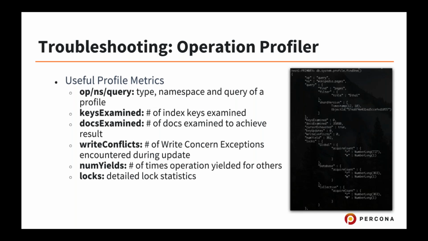Useful metrics that you'll find in the profiler are the query itself that caused the profiler to log this, the number of keys examined again, the documents examined, write conflicts, yields, and locks. All of those things I don't have time to explain exactly, but the key ones here are keys examined and docs examined, and the ratio between how many index keys were examined and documents. So if you see in any output a query that only scans documents and scans no indexes, that's probably going to be a bit of a slower query, and you could speed it up by adding an index.